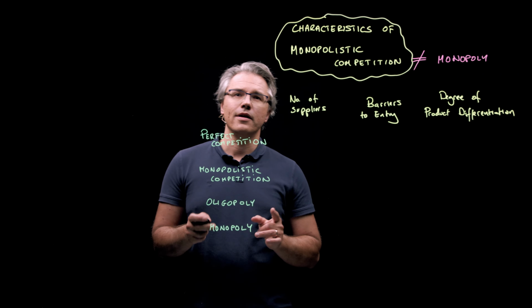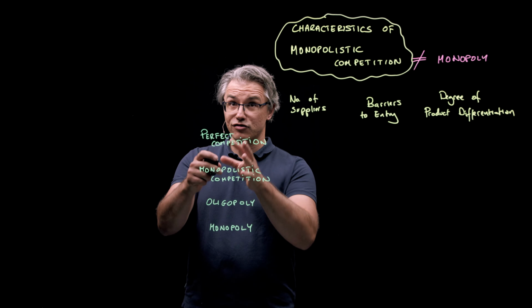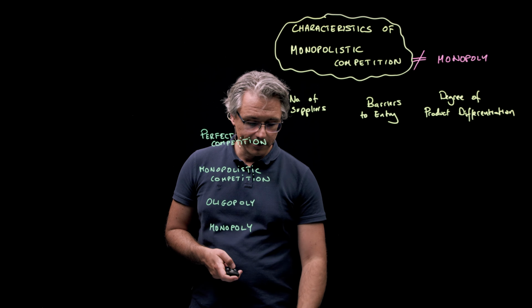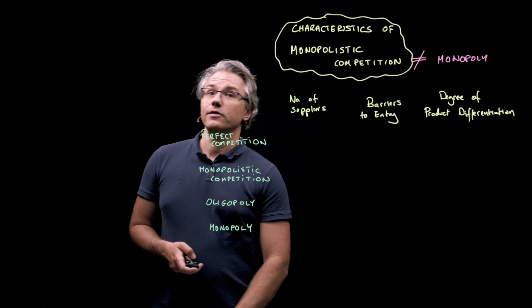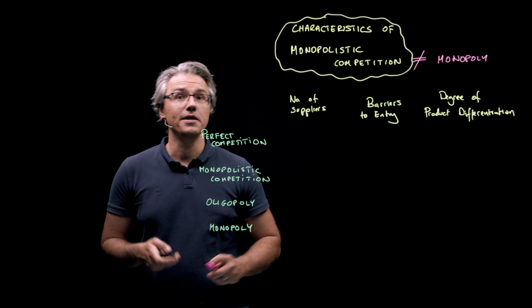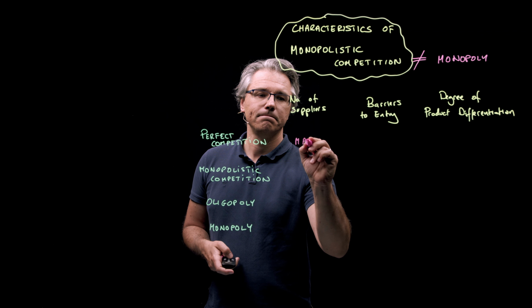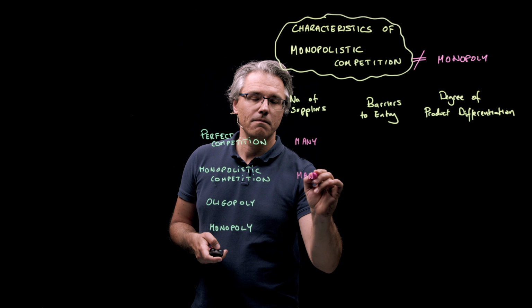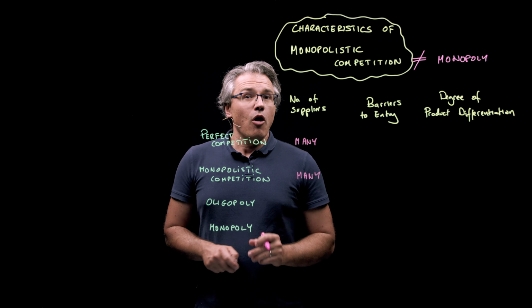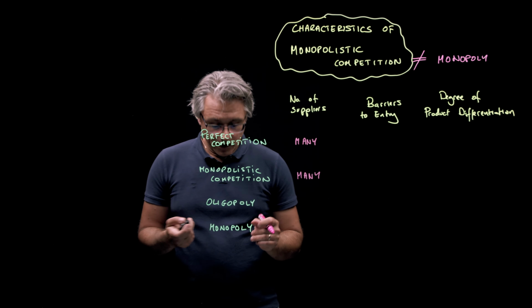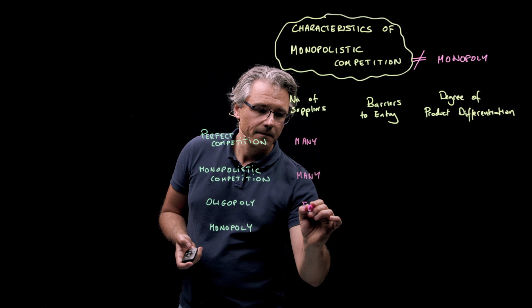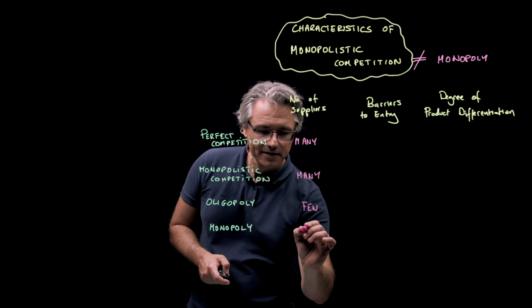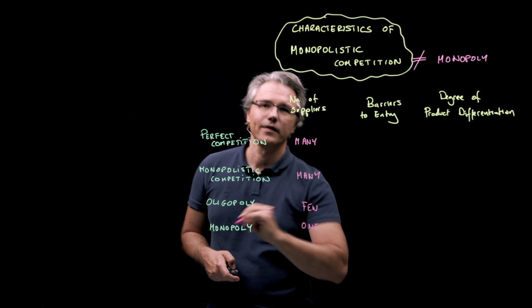And the first dimension across which I want to analyze these structures is the number of suppliers in the market. Under conditions of perfect competition, this is going to be many. The same goes for monopolistic competition, many as well. In the case of an oligopoly, it's going to be just a few suppliers, whereas in the case of a monopoly, just a single or one supplier.